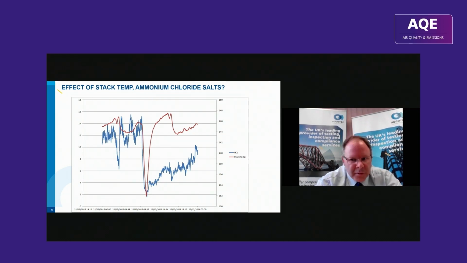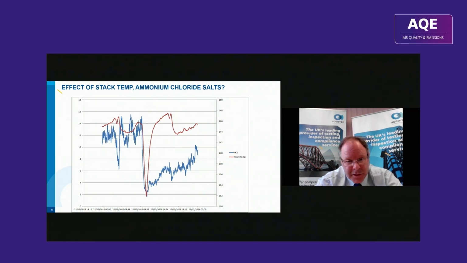But it's possible that at 145 degrees, the stack temperature was maintaining the gases as gases. So we were seeing HCl and ammonia on the analyzer at reduced temperatures. We were seeing the formation of salts, which were being stopped by the filter. And we're then not seeing the HCl and ammonia coming through to the analyzer, with a drop in the HCl results there down to sort of 2 or 3 milligrams.